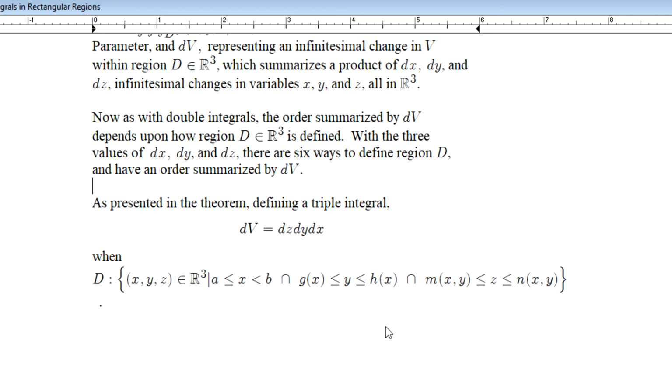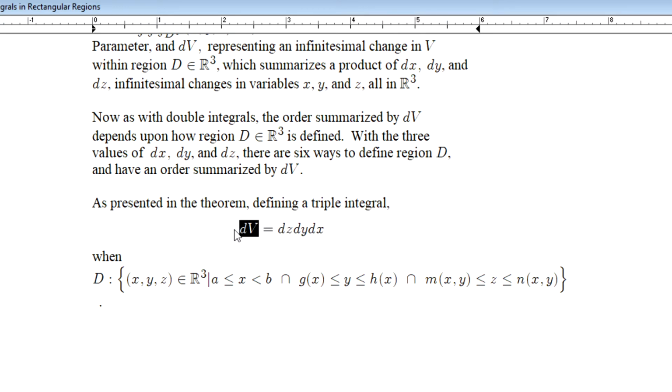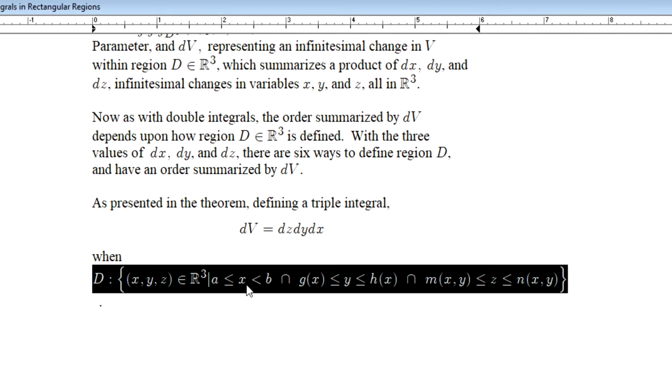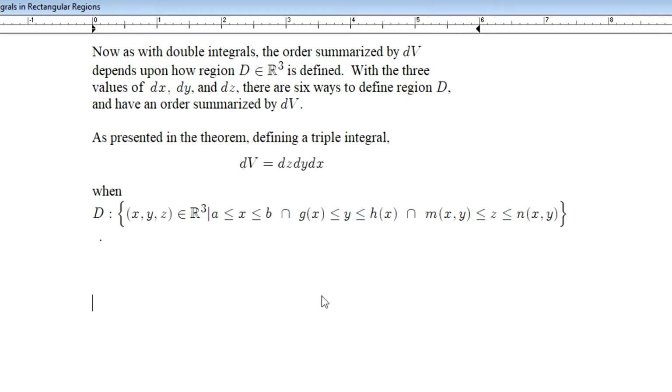We are going to start with our understanding of what we see in the theorem. As presented in the theorem, defining the triple integral, dv would be summarized by dz, dy, dx, when D was summarized in this manner, as this region of space in 3 dimensions formed by x between the values from a to b, y between the functions of x from g of x to h of x, and z bounded between the multivariable functions m of x comma y and n of x comma y.